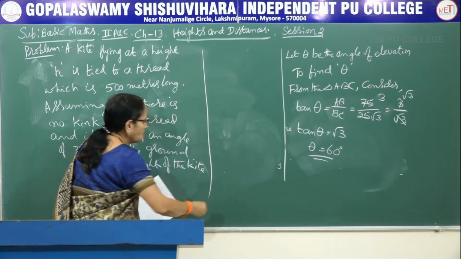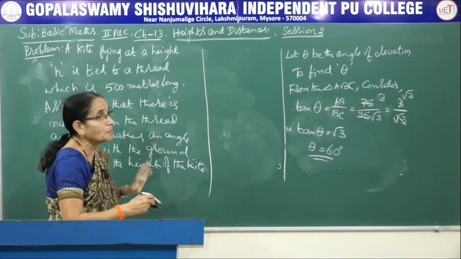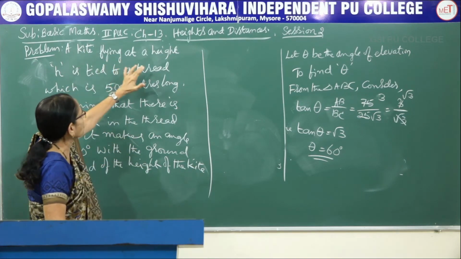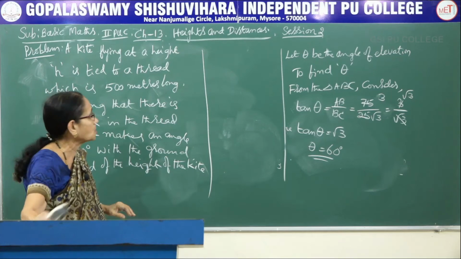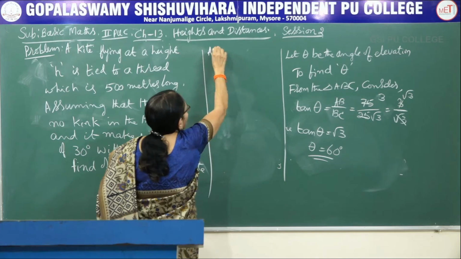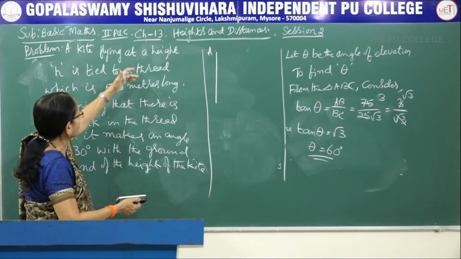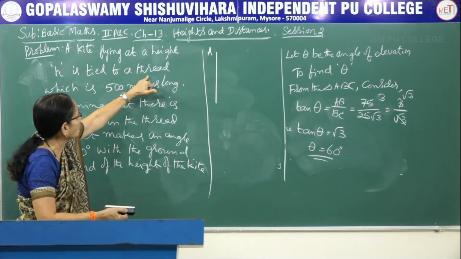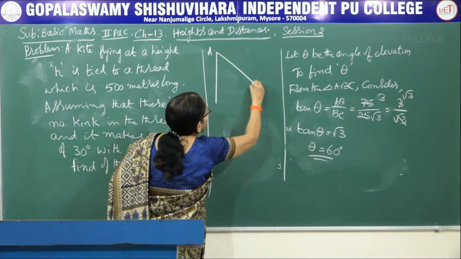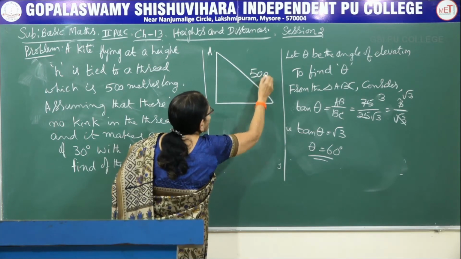So here the angle of elevation has been given. Okay, let us read the problem and understand what is given, what has to be calculated. A kite is flying at a height of h units. Let me take A to be the position of the kite, and it is tied to a thread which is 500 meters long. This is the thread which is 500 meters long.